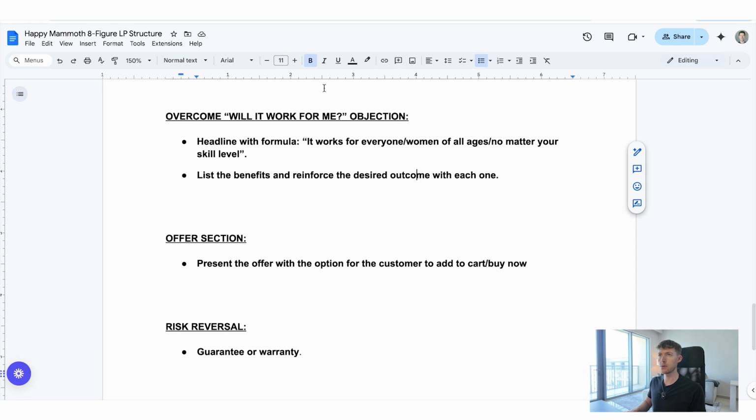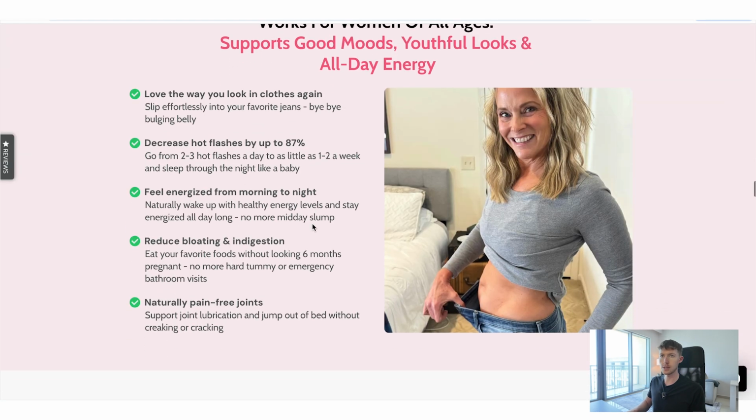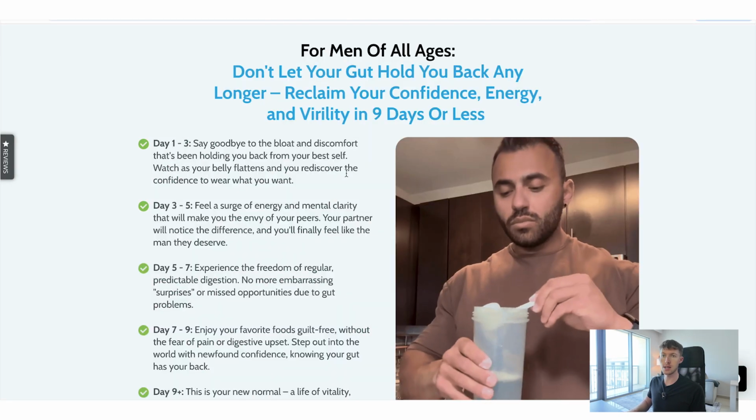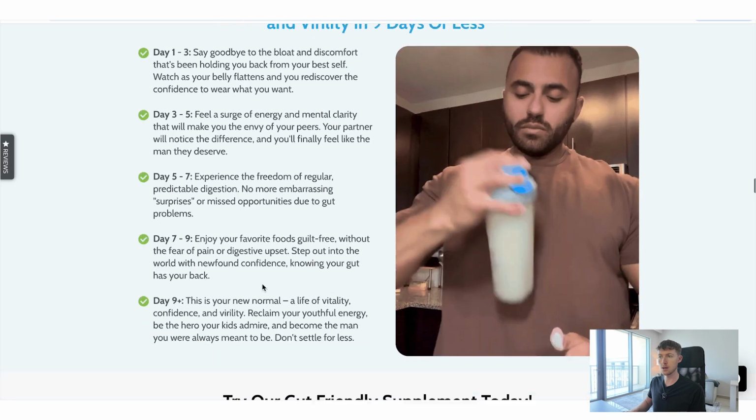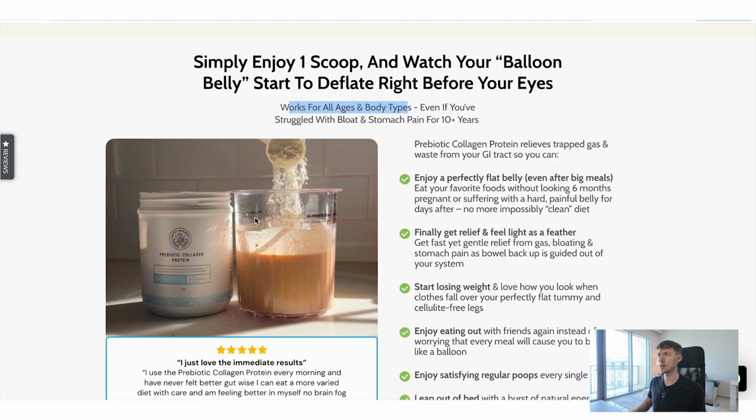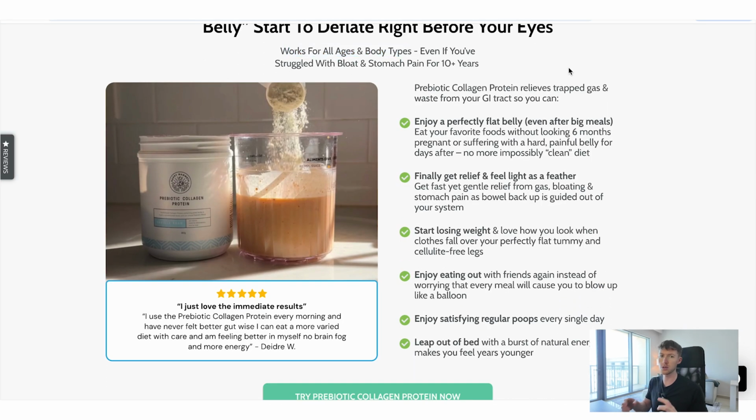Then we want to list the benefits and reinforce the desired outcome with each one. So listing benefits here, as we can see. This is actually a day by day, so they actually have listing the benefits here. But this one you can see, again, listing benefits and reinforcing the desired outcome. It's really, really important to always tie that back in.